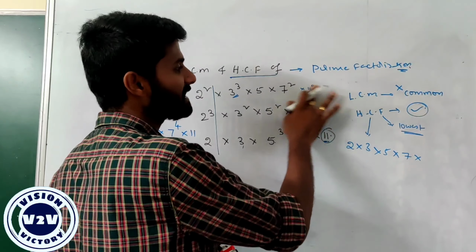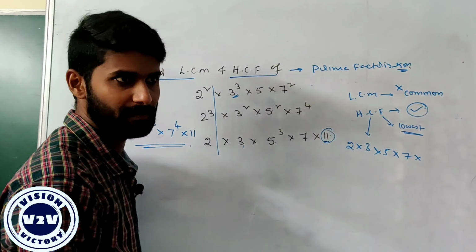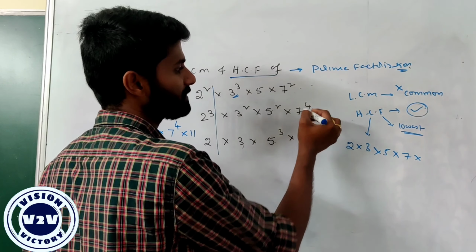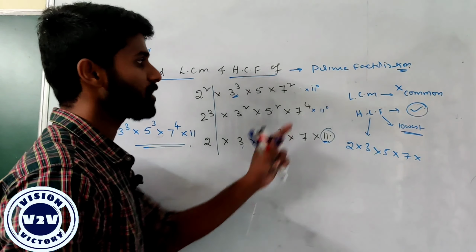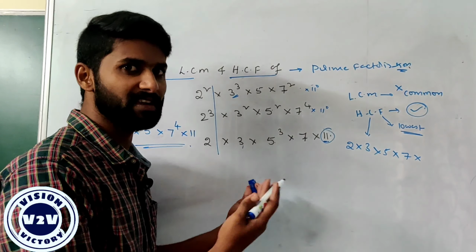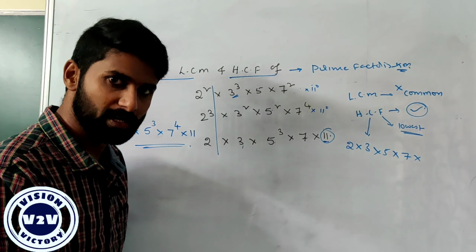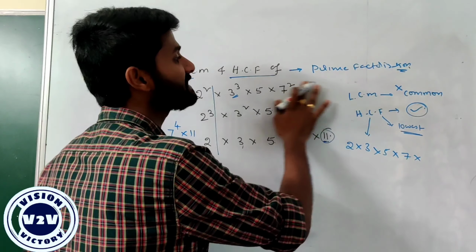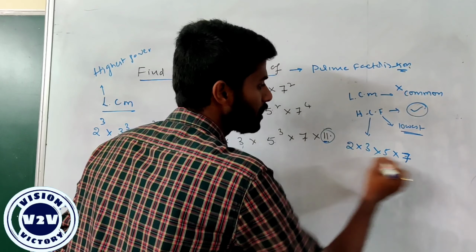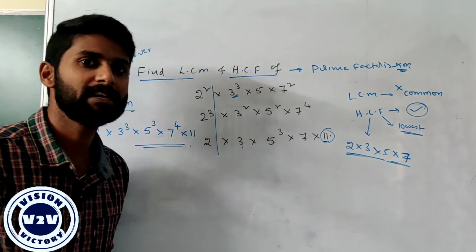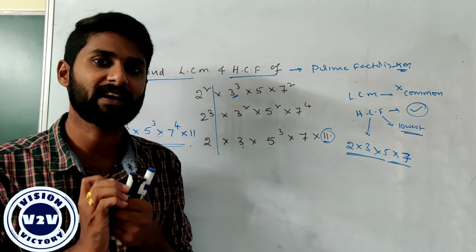Why? Because in the given question there is no common number. If you want to go with this number here, 11 power 0, 11 power 0 we can replace. So out of 11 power 0, 11 power 1, we take 11 power 0 as the lowest power. That's why the HCF always requires a common number. That's why the answer is equal to 2 into 3 into 5 into 7. This is the concept of prime factorization.